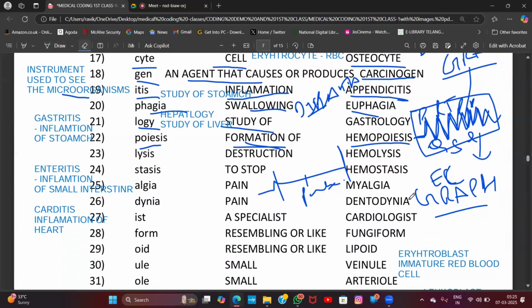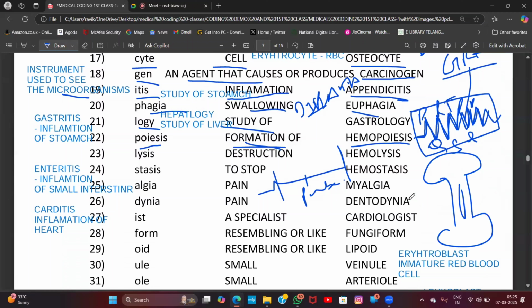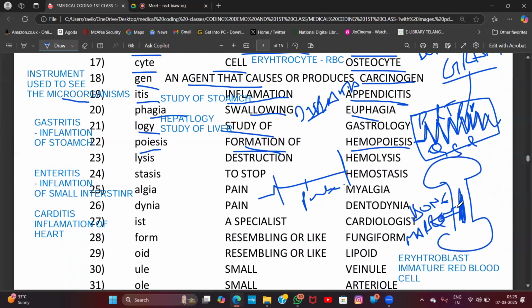Where is it formed? The blood is produced or formed inside the bone marrow, inside the cavities of the bone. Inside the bone, there is marrow present. That is called bone marrow. Inside the bone marrow, there is a cavity, and there is a formation of blood. The blood is formed inside the bone marrow. That formation is called hemopoiesis.